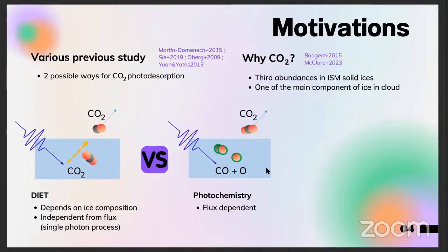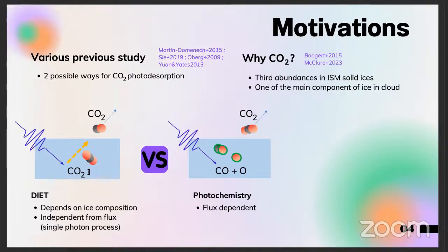There have been a lot of studies in the last decades showing different photodesorption yields and also evoking different mechanisms occurring during the photodesorption. And the two main possible ways for CO2 desorption which are evoked are, firstly, the desorption induced by electronic transitions, called DIET, in which we have an electronic transfer which leads to the desorption of CO2.